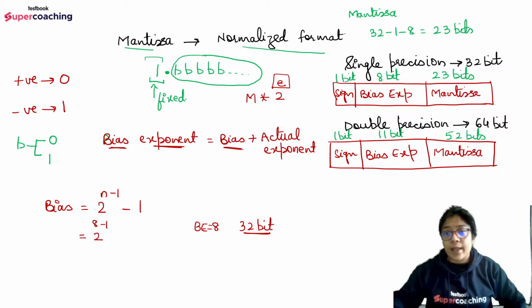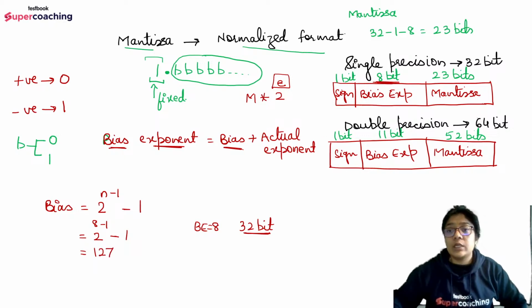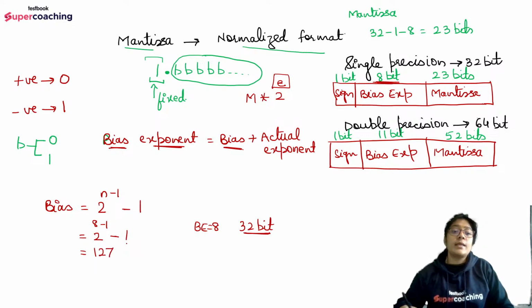अब यहाँ पे देखिए biased exponent की कितनी bits आ रही हैं? 8 bits. So n की value 8 हो गई minus 1. 2 raised to power 7 is 128. Minus 1 is 127. That means bias for 32-bit format is 127.